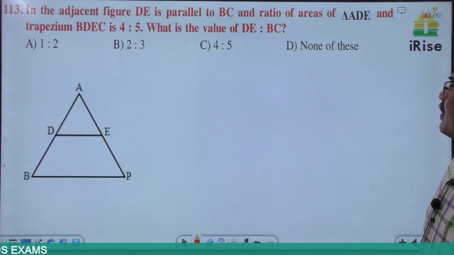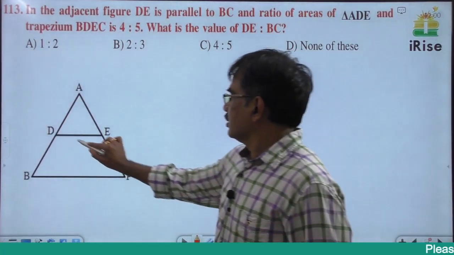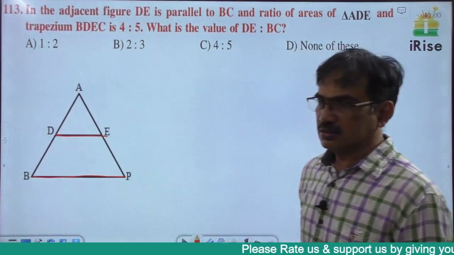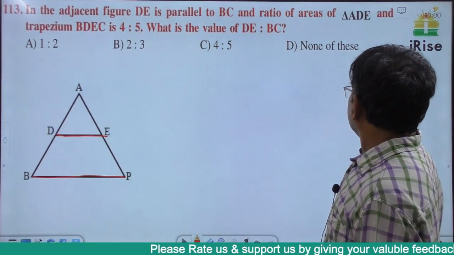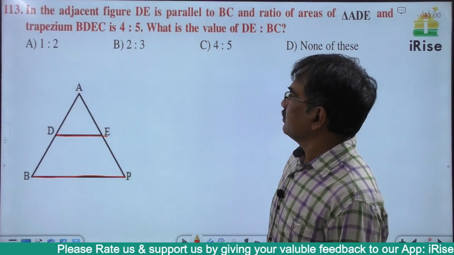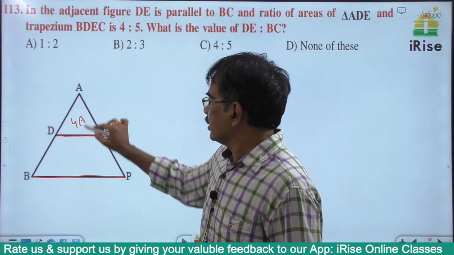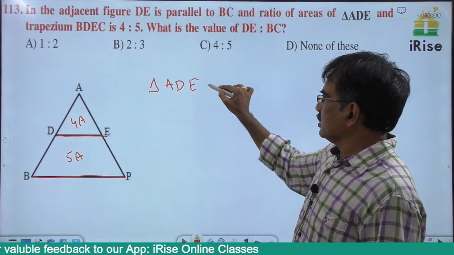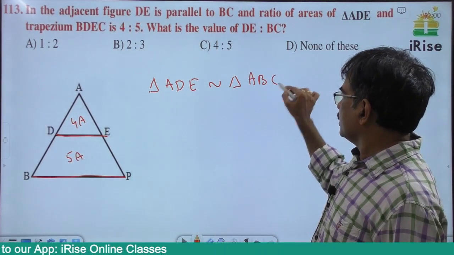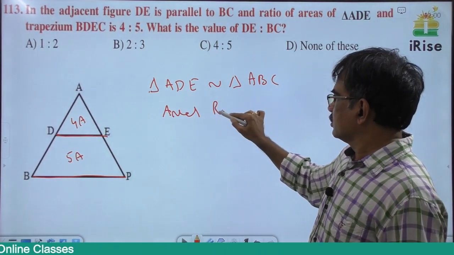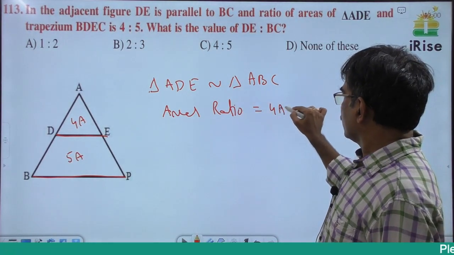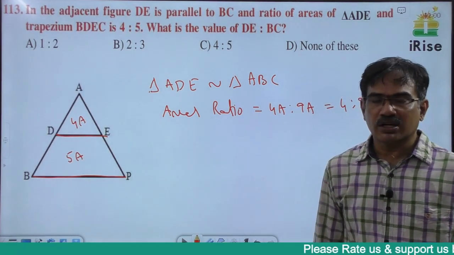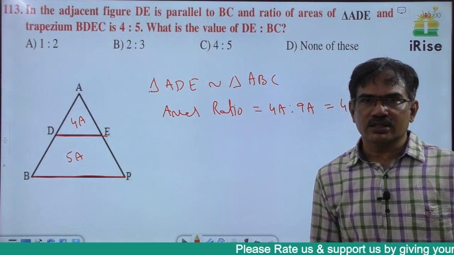In the adjoint figure, DE is parallel to BC. Already this line is parallel to this line, given. So therefore small triangle and big triangle are similar triangles. Areas of ADE and trapezium BDEC are 4:5. If this is 4A, trapezium part is 5A. So what about triangle ADE is similar to triangle ABC? What about areas ratio? 4A is to 9A, which is equal to 4:9. Small triangle and big triangle are in the areas ratio 4:9.